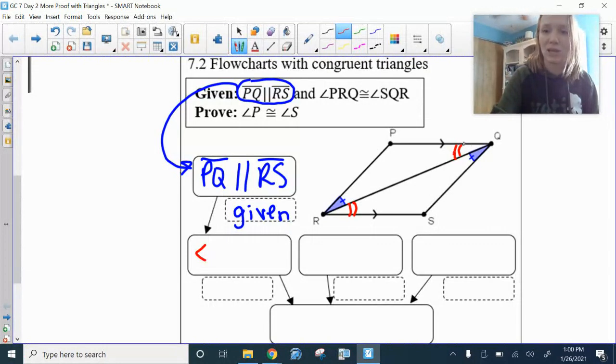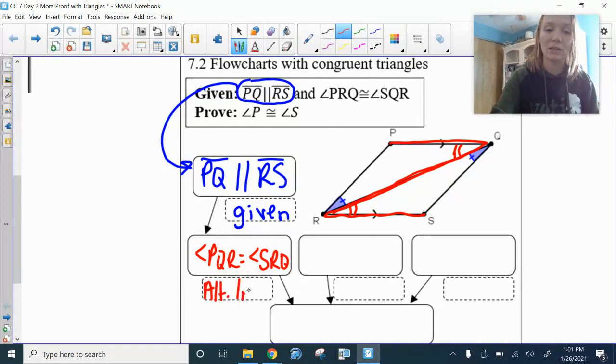On the top, by Q, we would say angle PQR. So we follow it down. PQR follows all the way down. Equal to, on the bottom, where we're by point R, we would need to say SRQ. Those angles are equal because the lines are parallel and they make alternate interior angles. Okay, so that's what that does with our flow chart.